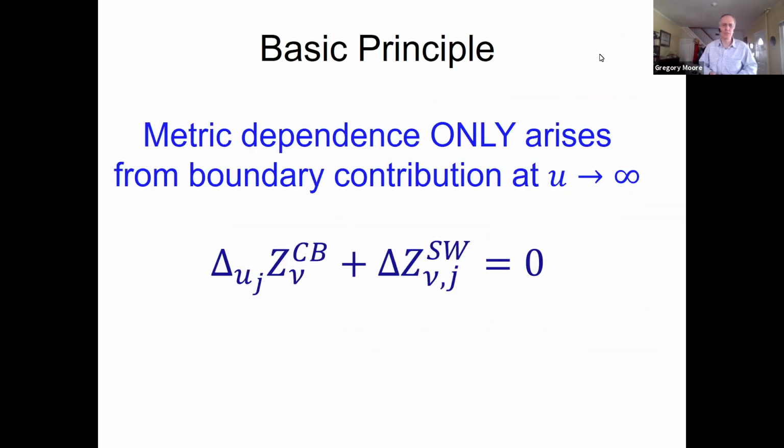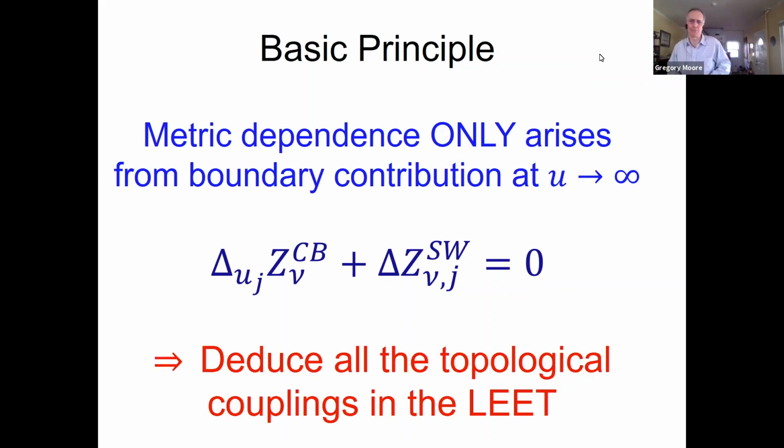So the basic principle is that the metric dependence should only arise from the boundary contribution at U goes to infinity. And if you buy that, then you see there's some metric dependence, some variation of the Coulomb branch integral coming from singularities at UJ. And when B2 plus is 1, there's also metric dependence from the Seiberg-Witten contribution. But those two things should balance each other. And this turns out to be a very strong condition. It's strong enough to determine all 12 couplings.